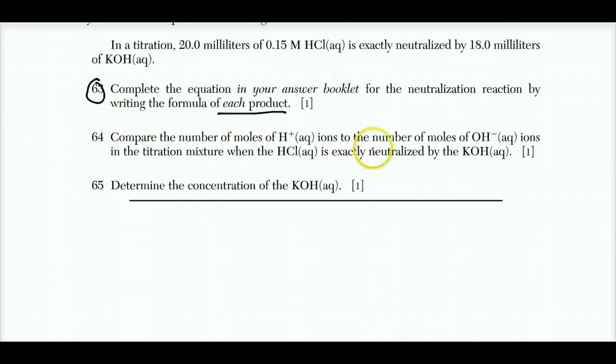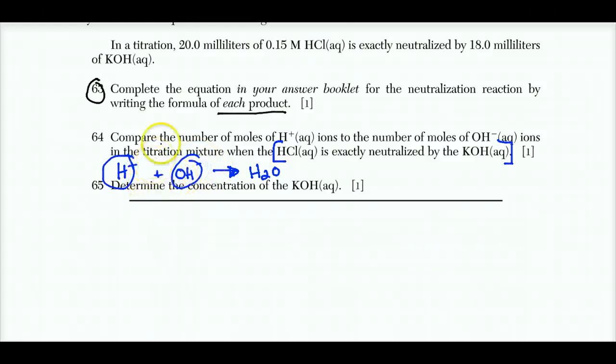64. Number 64, compare the number of moles of H plus ions to the number of moles of OH minus ions in the titration mixture when HCl is exactly neutralized. Well, neutralization, guys, okay, is when the protons from the acid are absorbed by the bases to make water. You no longer have a base or acid there, you have water. So neutralization is happening. If you notice, it takes one H plus to one hydroxide to make water.